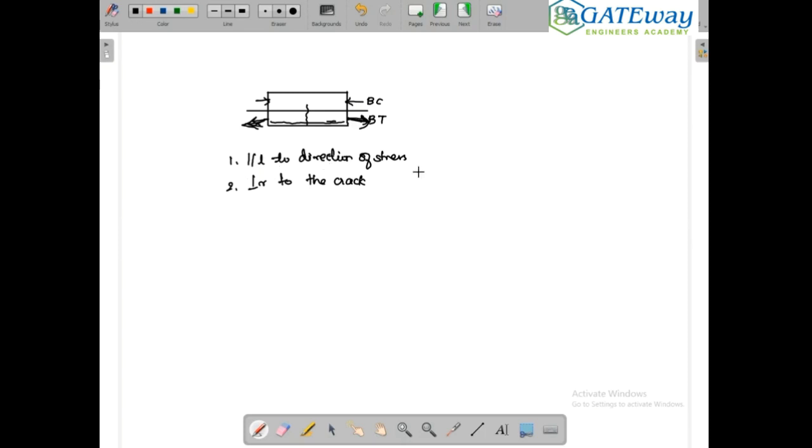These are important questions. Parallel and perpendicular: that is, parallel to the direction of stress, perpendicular to the crack.